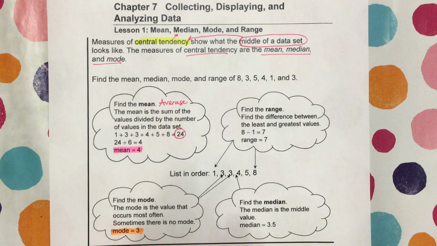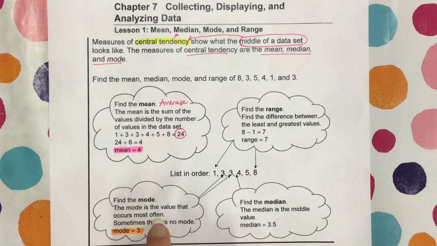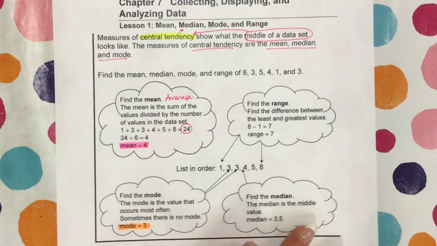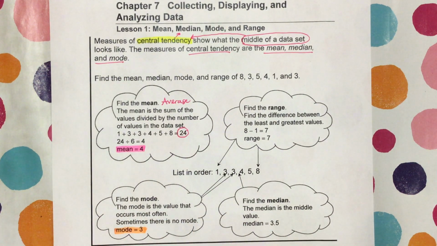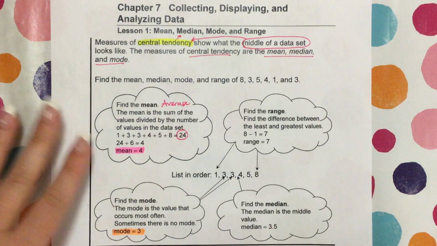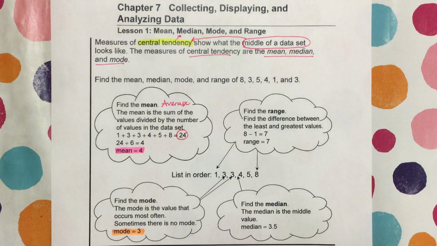The mode is the value that occurs most often. Sometimes there is no mode. If every number is listed only one time, then there is no mode, and you just say there's no mode.